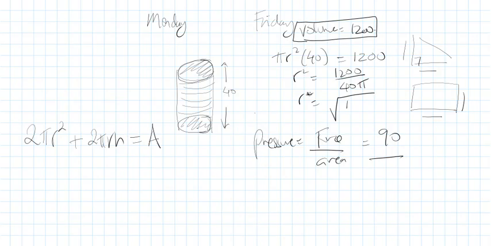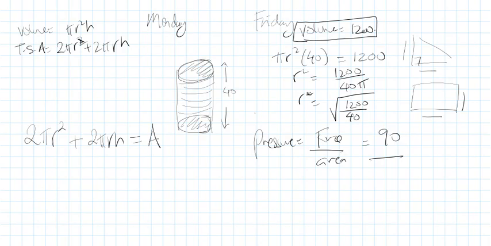There's a formula involved with the tire. This is the formula for surface area. Here we're using the formula for volume. There are two formulas for cylinders. The volume is pi r square h. The total surface area is 2 pi r square plus 2 pi r h. That's the other formula.